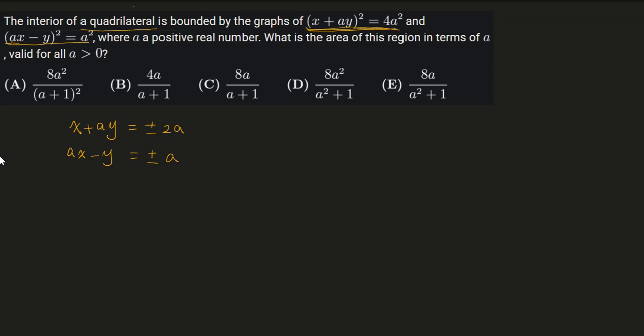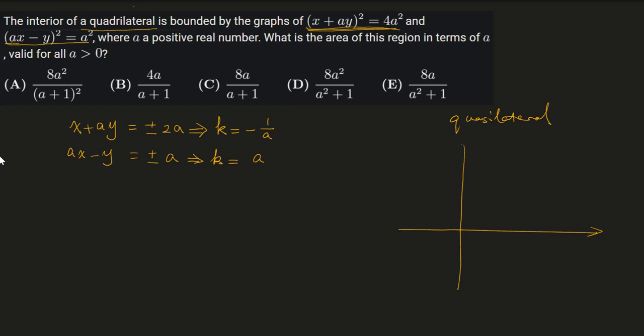And from the first pair, we know that the slope is actually minus 1 over a. And the second pair gives a slope of a. Then we know a few facts from these expressions. First, this quadrilateral is actually a parallelogram, and the shape should be like this, right? Each pair should be just like this.